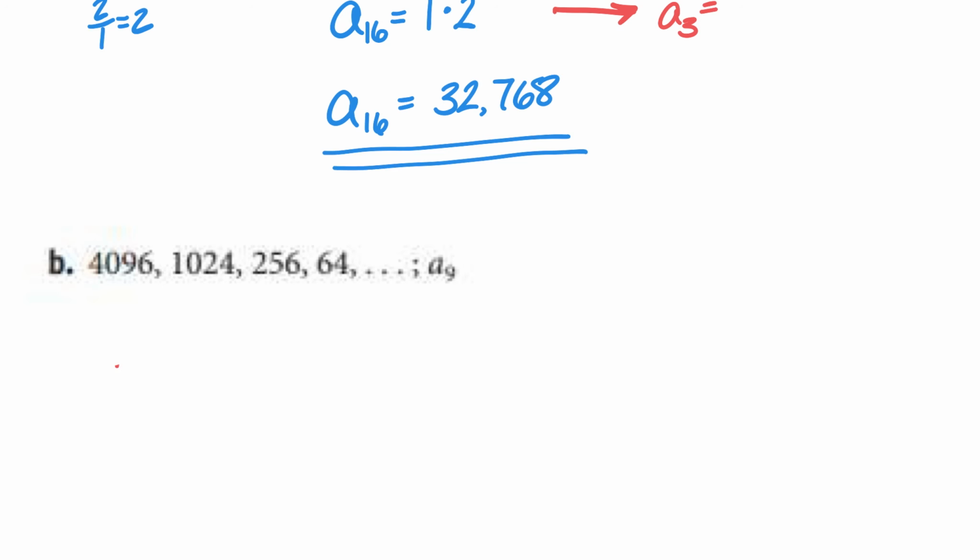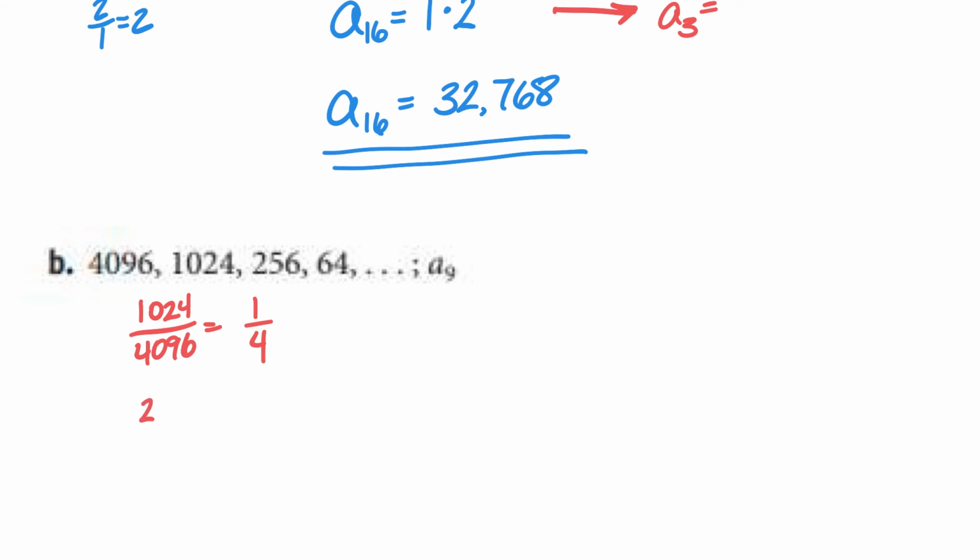I about made the common mistake that you want to avoid, which is a lot of people just think, well, I'm going to divide the bigger number by the smaller number. That's not what we do. We divide the number on the right by the number on the left. So we're going to take 1,024 and divide it by 4,096, which is 1/4.